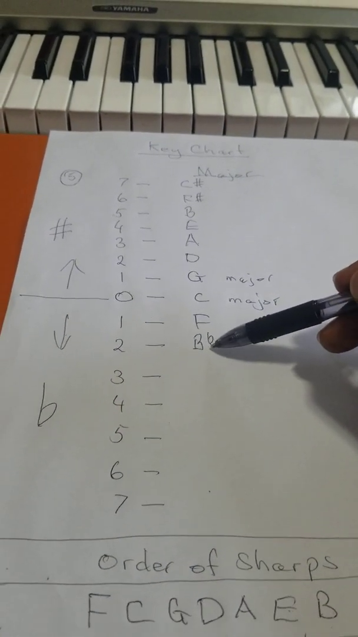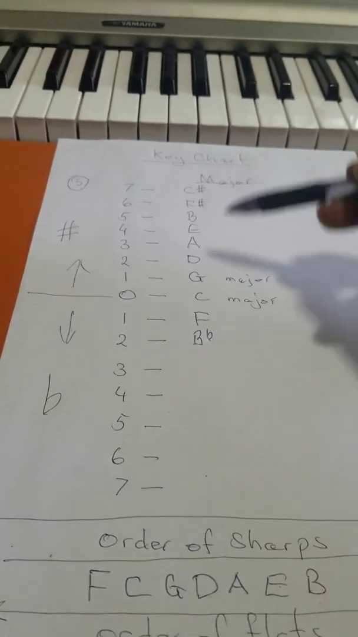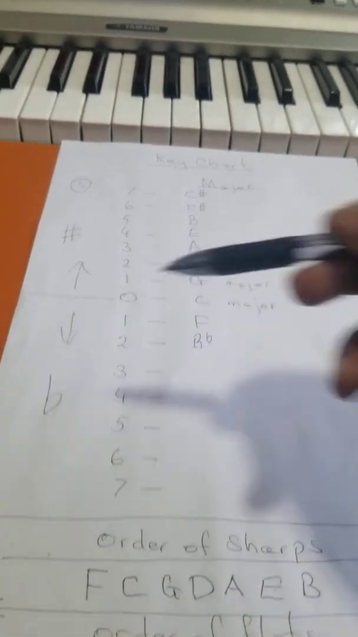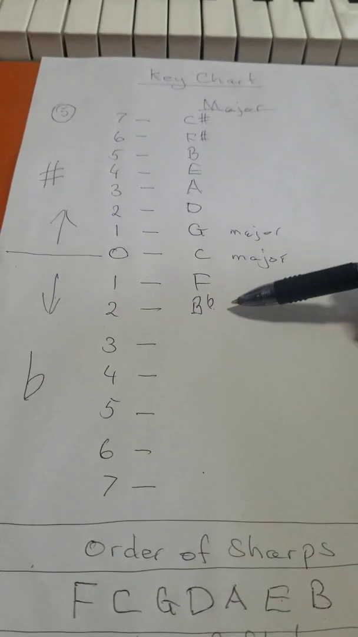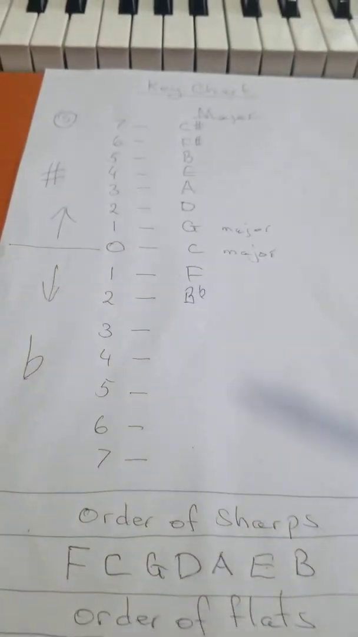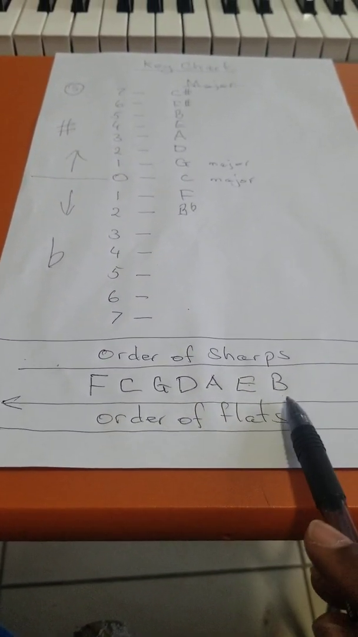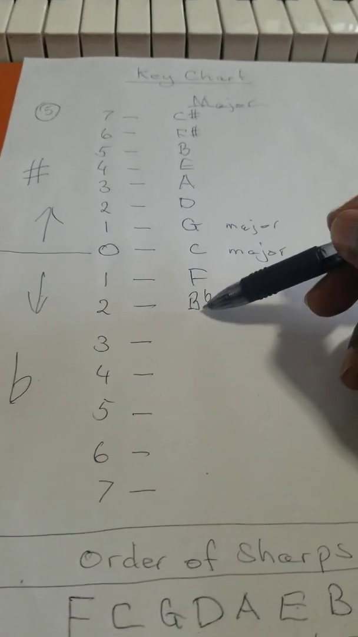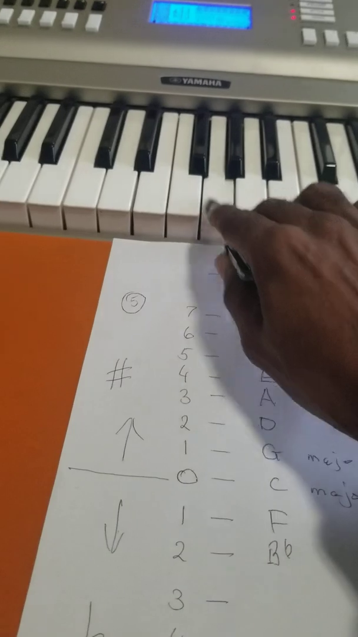Okay, so what does B flat major use? B flat major uses 2 flats. All right. Okay, could you see that? B flat major has 2 flats. Okay, and what are those flats? B flat and E flat. Now we move down 5 from B. 1, 2, 3, 4, 5.